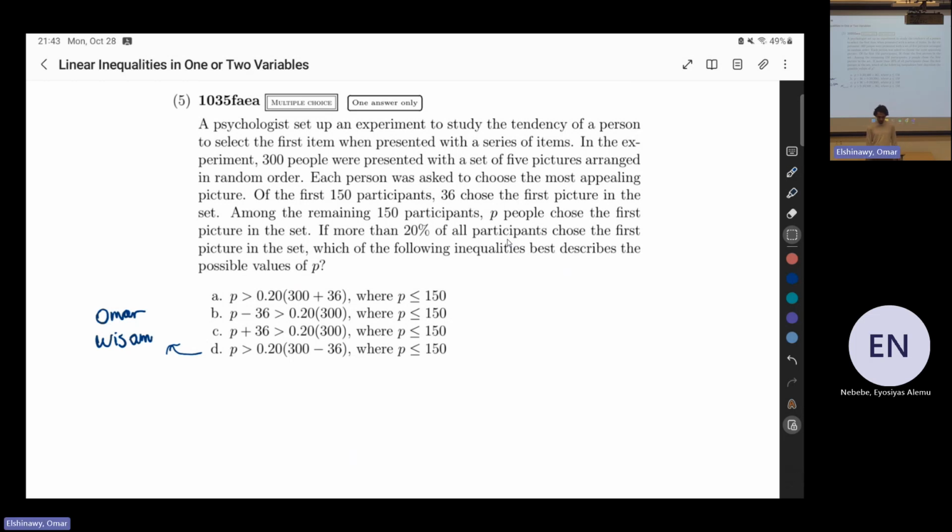Now let's read the problem and try to extract some data. So it talks about some sort of psychologist who made an experiment. 300 people were presented with a set of 5 pictures. Can I change my answer? No. B. Okay, I'll let you do it. So 300 people presented with a set of 5 pictures, and each person was asked to choose the most appealing picture.